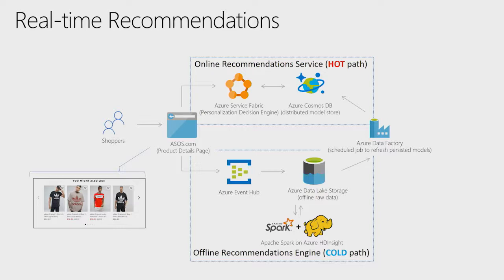hit your decision engine. In this case, we're hosting the decision engine on Service Fabric because it's easily scalable and it's highly reliable. It's going to make a very, very low latency query to Cosmos DB to understand who this user is. It's going to do the computation on what the recommendation is, and then it's going to immediately spit back out onto the product details page.